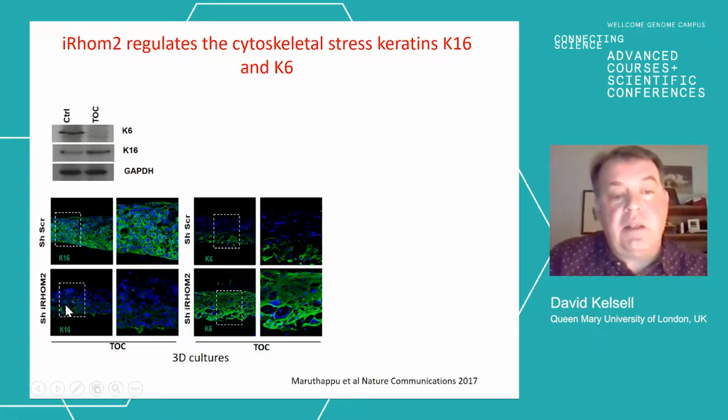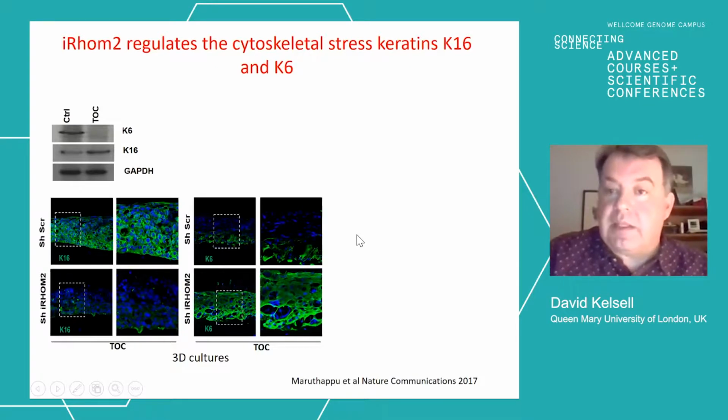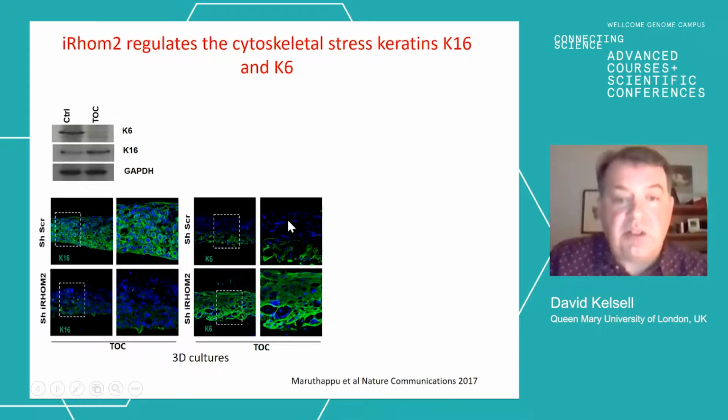However, if you then use a short hairpin iRhom2 retroviral construct in the cultures, which basically causes RNA interference of iRhom2, you can see without iRhom2, you get a dramatic reduction in the expression of K16. When you look at K6, the opposite is happening. Without any genetic modification to iRhom2, this is the expression of K6. But when you knock down iRhom2, you get a dramatic upregulation of K6. So iRhom2 is regulating the dynamics of these two keratins.